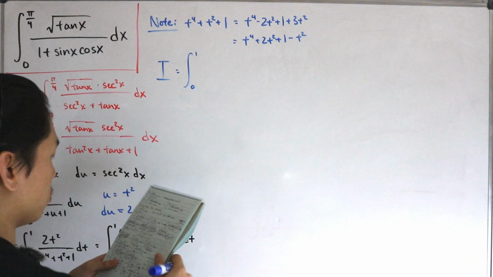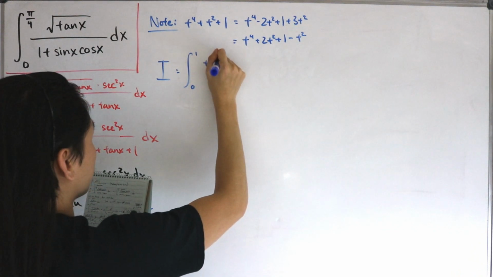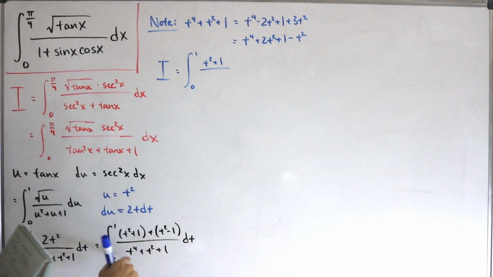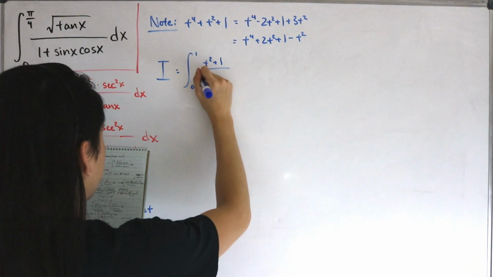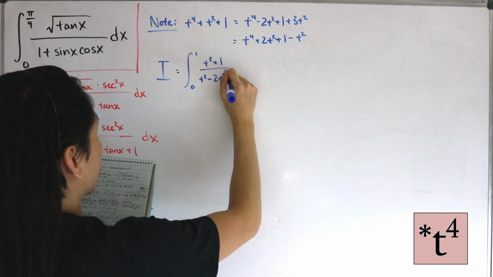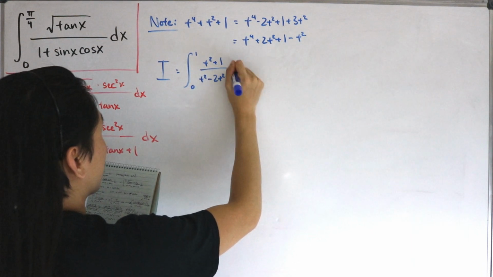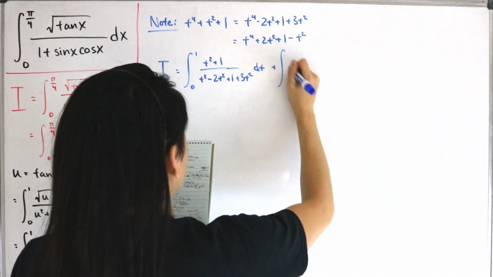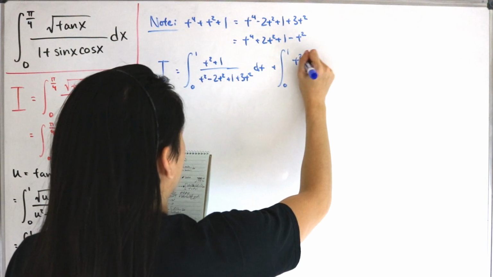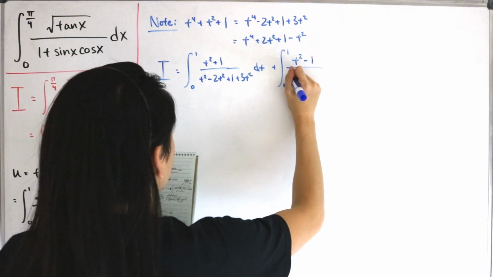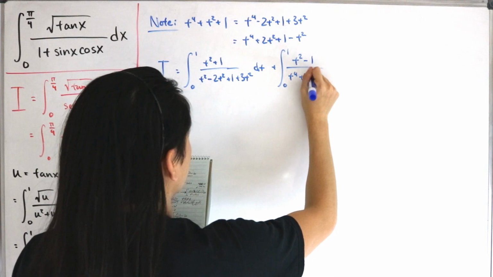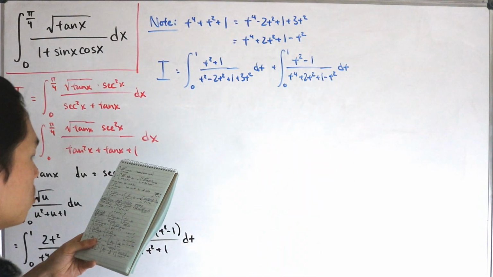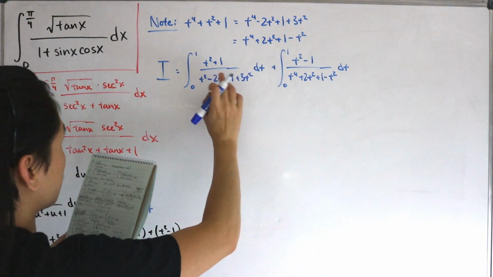So what we have now is t squared plus 1, divided by, and we'll utilize this substitution for the first t squared plus 1 in its denominator: t to the power 4 minus 2t squared plus 1 and then plus 3t squared, followed by dt. Then add the same thing, 0 to 1 of t squared minus 1, all divided by, utilizing that substitution, t to the power 4 plus 2t squared plus 1, and then subtract t squared, followed by dt.